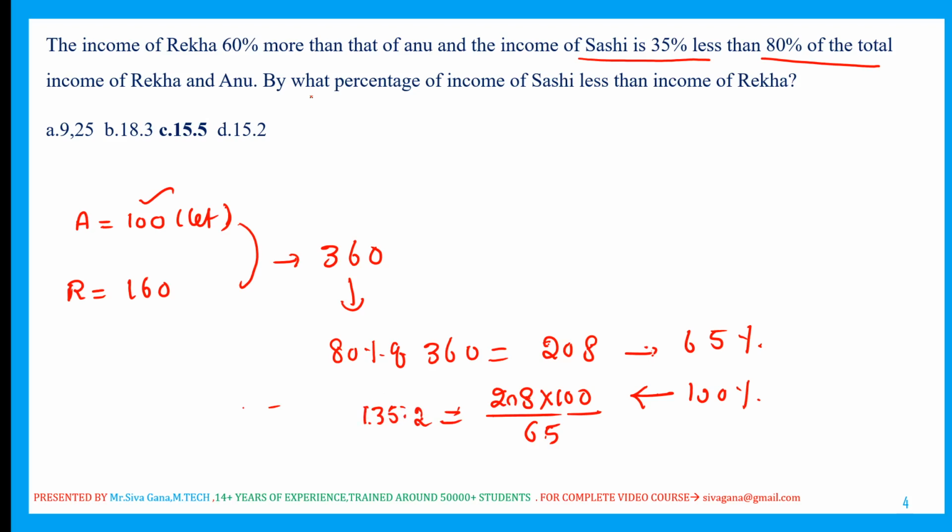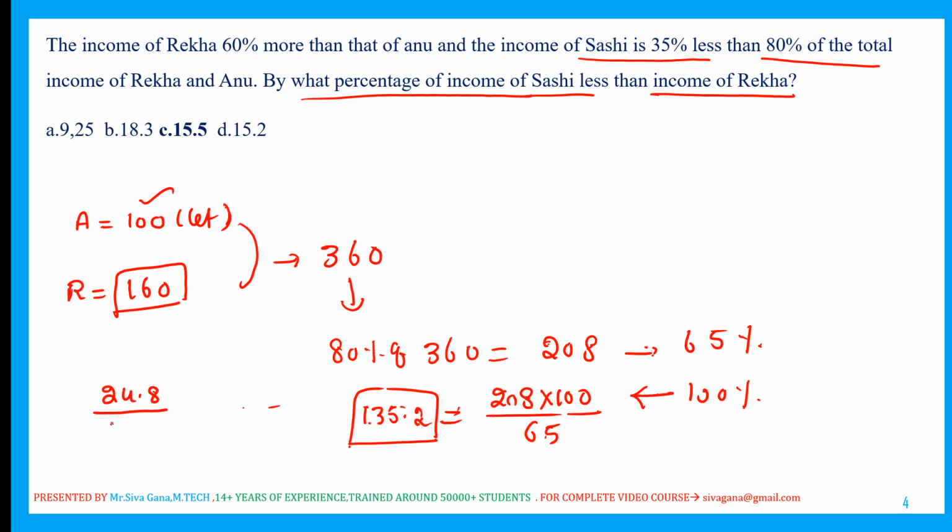What is being asked: by what percentage is the income of Sashi less than the income of Rekha? Rekha's income is 160, Sashi's income is 135.2. How much less? 160 minus 135.2, which is nothing but 24.8, compared with Rekha's income, into 100. Using the on-screen calculator, I got 15.5. Simple percentage question, right?